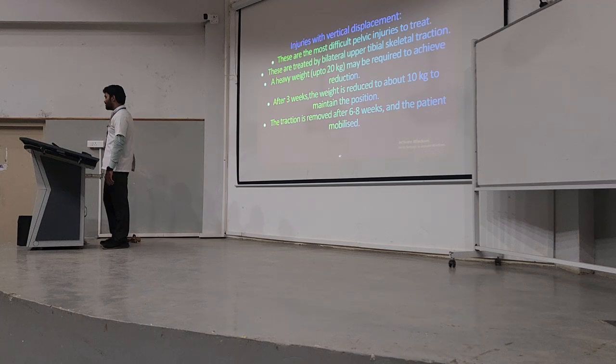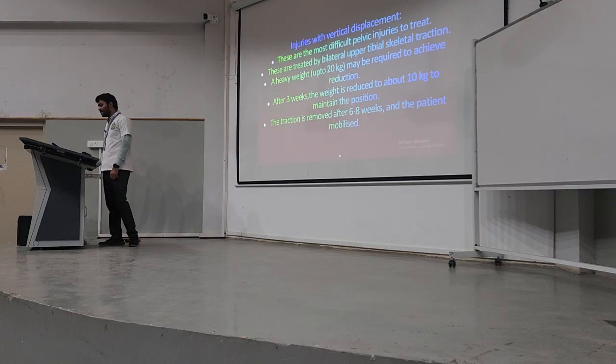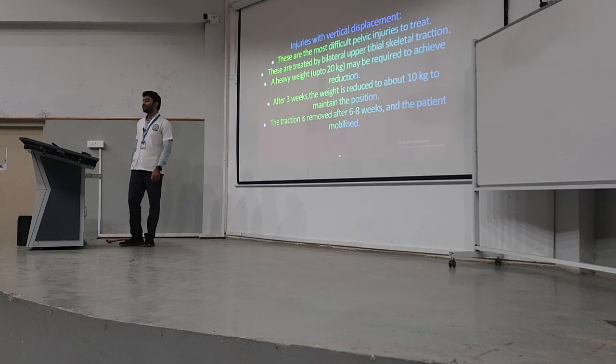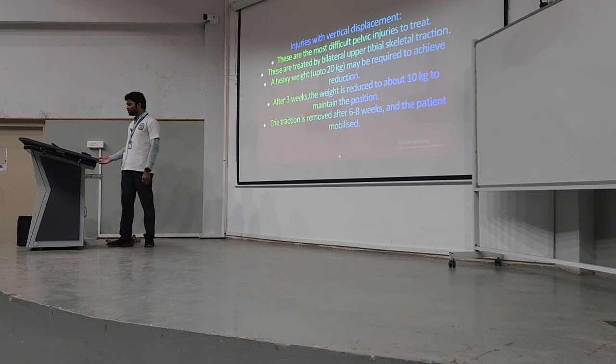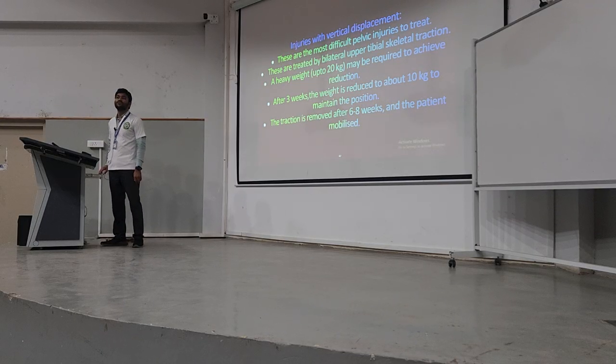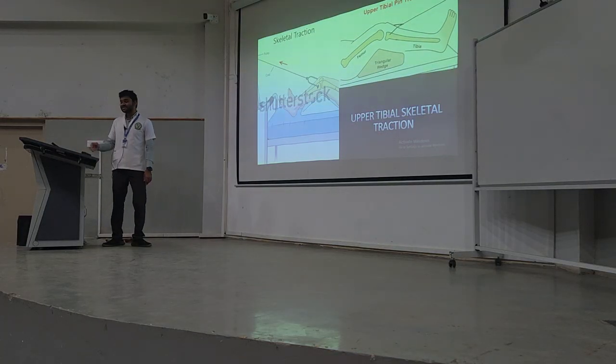So, injuries with vertical displacement. These are the most difficult pelvic injuries to treat. These are treated by bilateral upper tibial skeletal traction. I will be showing you the image. Heavy weight up to 20 kg may be required to achieve this reduction. After 3 weeks, the weight is reduced to about 10 kg to maintain the position. The traction is removed after 6 to 8 weeks and the patient is mobilized. So here is the upper tibial skeletal traction.